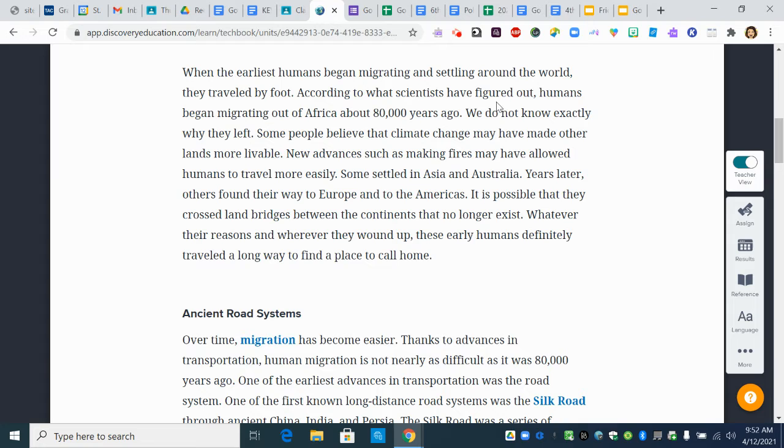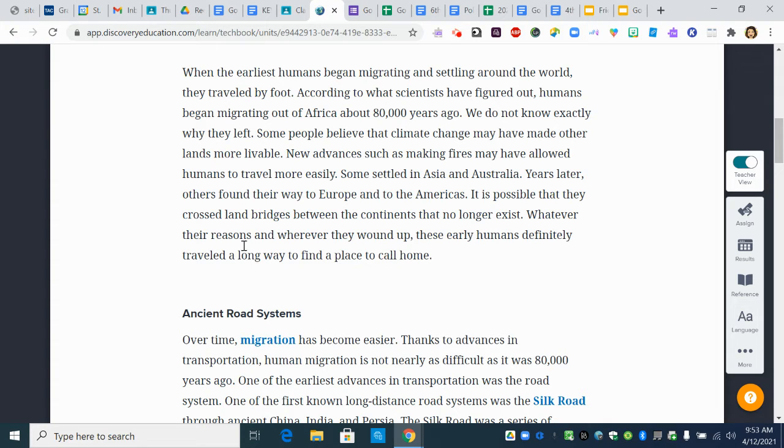According to what scientists have figured out, humans began migrating out of Africa about 80,000 years ago. We do not know exactly why they left. Some people believe that climate change may have made other lands more livable. New advances such as making fires may have allowed humans to travel more easily. Some settled in Asia and Australia. Years later, others found their way to Europe and to the Americas. It is possible that they crossed land bridges between the continents that no longer exist. Whatever their reasons and wherever they wound up, these early humans definitely traveled a long way to find a place to call home.